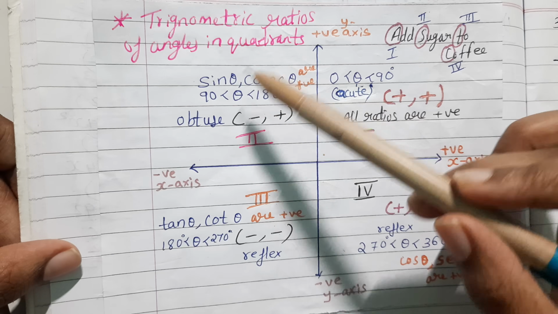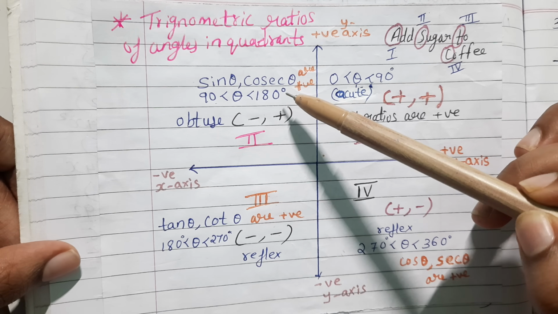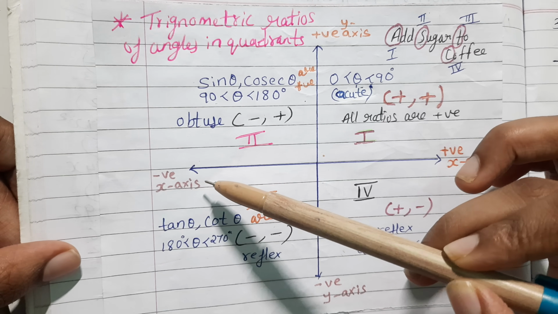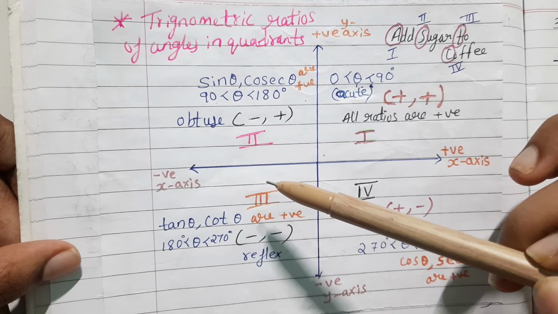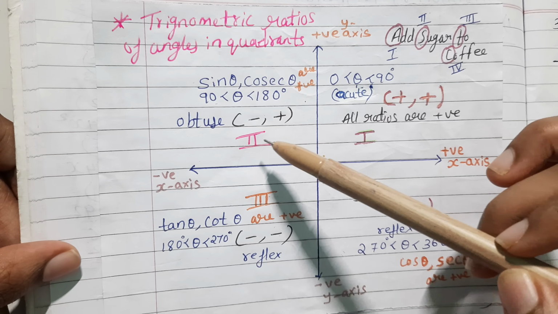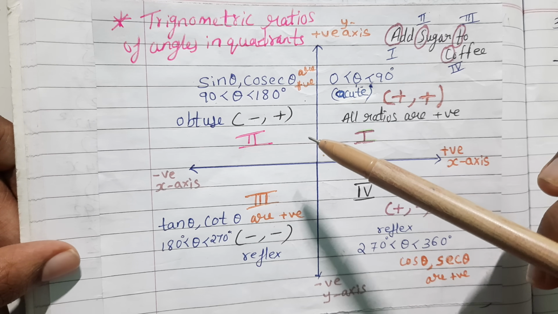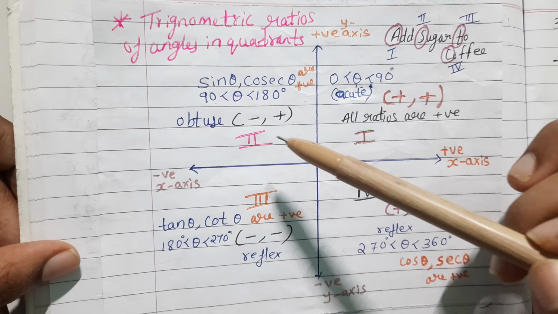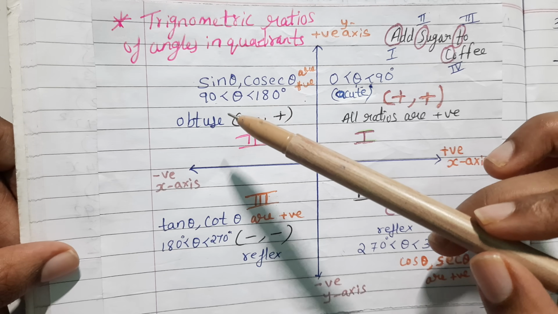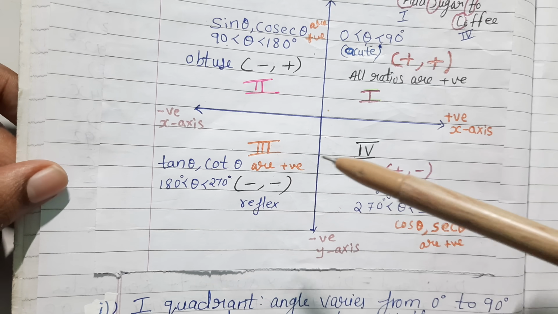When we talk about the second quadrant, it tells that the angles vary from 90 degrees to 180 degrees. Here x is negative. Here you all can see the negative x axis, this part. And y is the only one which is positive. Here y is positive in this second quadrant. So that's why there is a negative and positive sign over here. Here sin theta and cosec theta are positive and the rest, cos theta, tan theta, sec theta, cot theta, are negative.